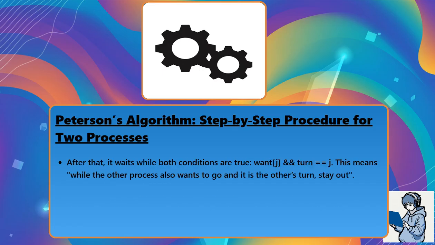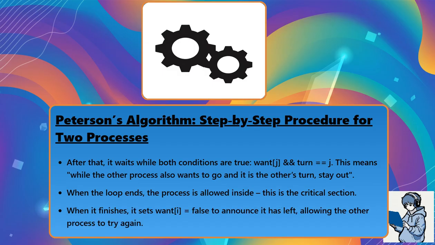After that, it waits while both conditions are true: want[j] and turn equals j. This means while the other process also wants to go, and it is the other's turn, stay out. When the loop ends, the process is allowed inside. This is the critical section. When it finishes, it sets want[i] equals false to announce it has left, allowing the other process to try again.